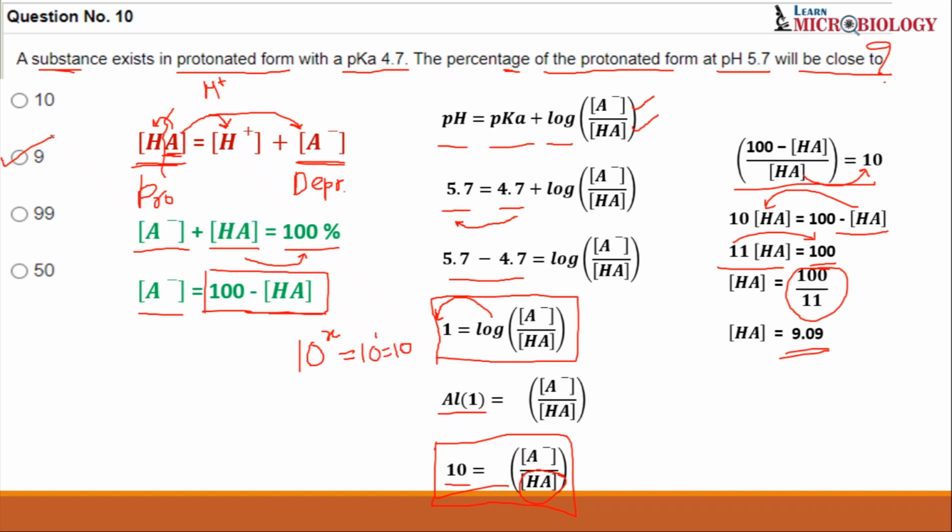I hope this is understood, students. Just take down the Henderson-Hasselbalch equation in your notebook and you will have similar questions. You can solve it easily. Shall we move to the next question?